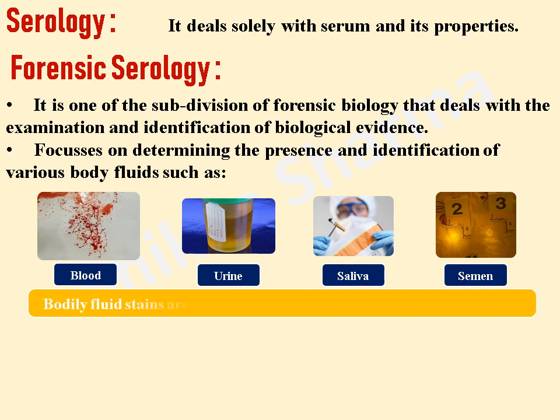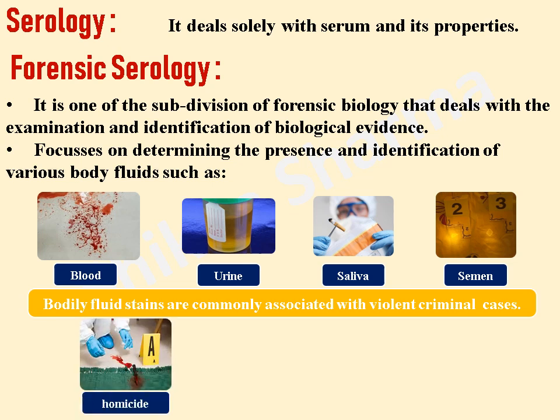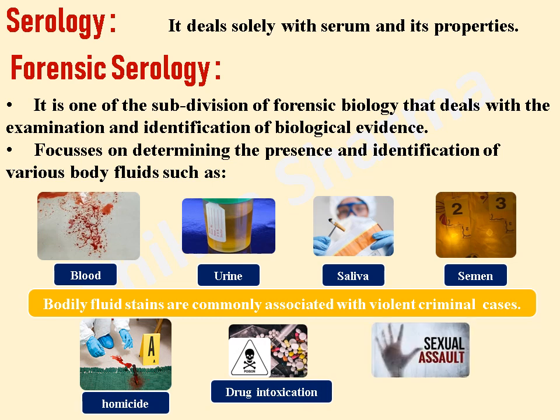Bodily fluid stains are commonly associated with violent criminal cases. For instance, the identification of blood evidence is often necessary for investigating cases involving homicide, aggravated assault, drug intoxication, sexual assault, and burglary. Proving the presence of blood has probative value or may corroborate allegations of violent acts.